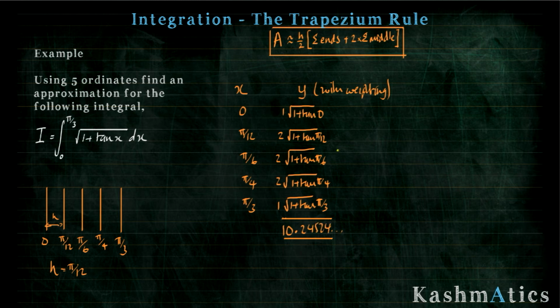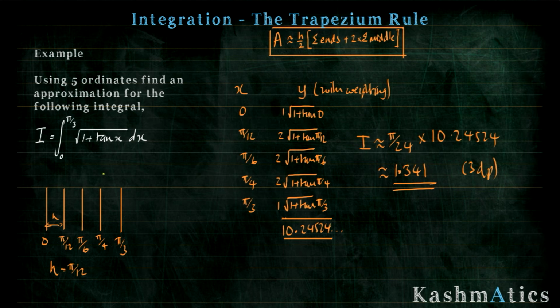Okay, so that's that bit then. So that's the bit inside the brackets that I've calculated. And all I need to do now is work out what the integral is, and that will be approximately. Now I need to do half of h, so pi over 12 divided by 2 would be pi over 24, multiplied by 10.24524, and what I end up with is 1.341 to 3 decimal places. Okay, so that's my approximate integral of this.